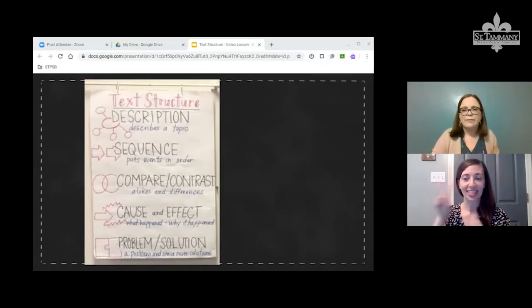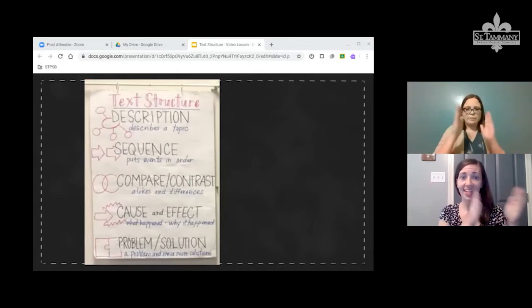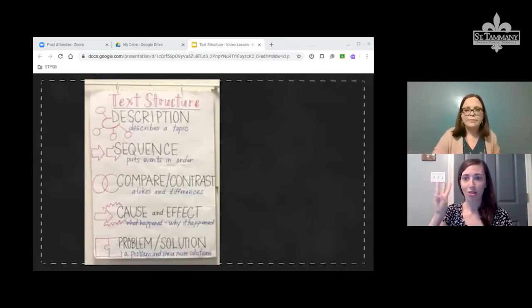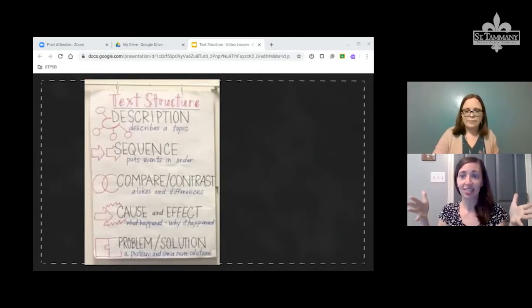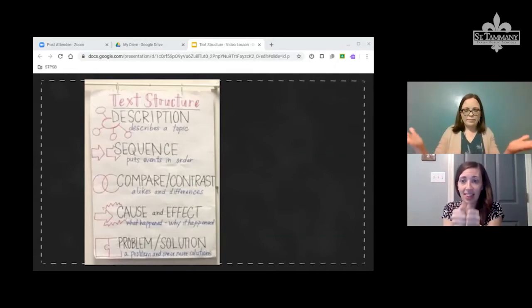Excellent. Our second text structure is sequence. We're going to put our events in order. Try it with me. Our second text structure is sequence. Put events in order. Our third text structure is compare, contrast, alikes, and differences. Try it with me. Compare and contrast, alikes, and differences.